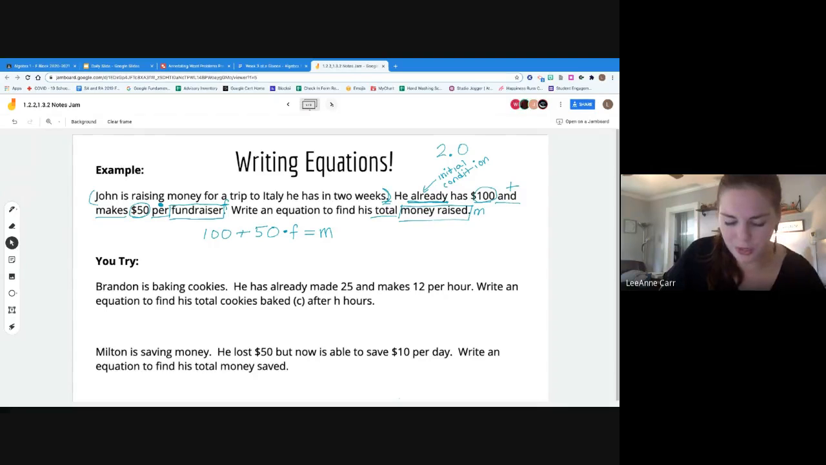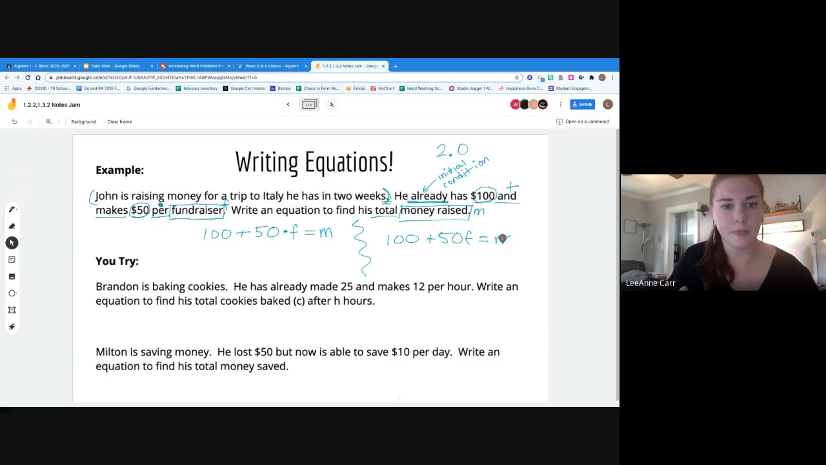Now, for those of you that are maybe cringing a little bit, you don't like that multiply sign in between the 50 and the F, you could also rewrite this as just 100 plus 50F equals M. That's fine with me. They're the same thing, because remember, if they're right next to each other, that also means multiply. Oh, I didn't even see, Trevin, you already had that in the chat. Good job.